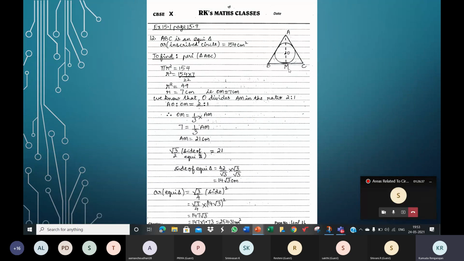So AM is the median. We consider the median AM. O lies on the median, the centroid lies on the median, and it divides the median in the ratio 2:1. 2 parts from the vertex. AO is 2 parts. OM is 1 part. It's not the other way. It's not OM is 2 parts and AO is 1 part. From the vertex to the centroid, 2 parts. From the centroid to the midpoint M, 1 part.